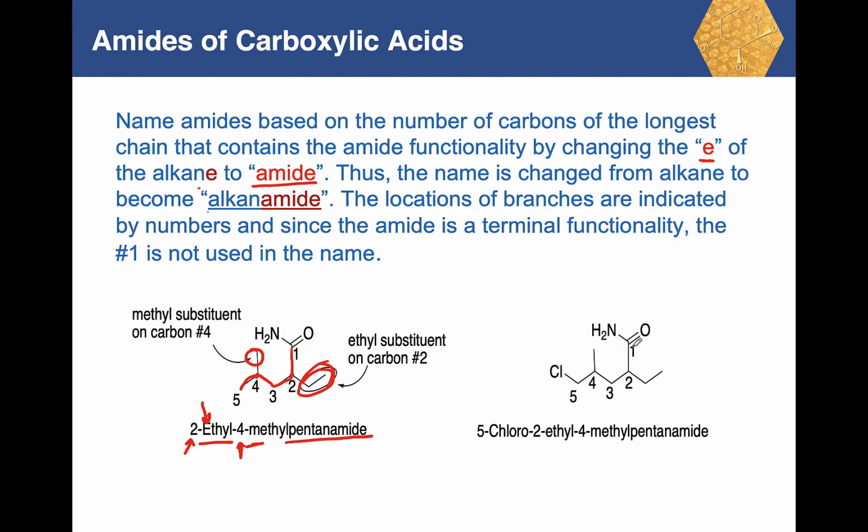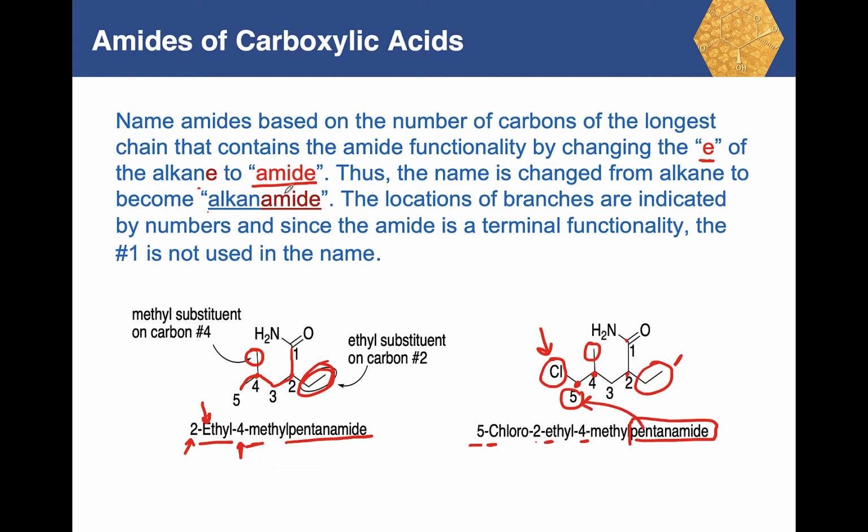Here's another example. 1, 2, 3, 4, and 5. Again, the longest chain. So here is a group sitting on that carbon number 2. Here's a methyl on carbon number 4. And here's a chlorine on carbon number 5. C comes before M or E, and E comes before M, so it's 5-chloro, 2-ethyl, because E comes next, and here's a 2, and 4-methyl, because here's the 4, and pentanamide, pentanamide, 5 carbons.